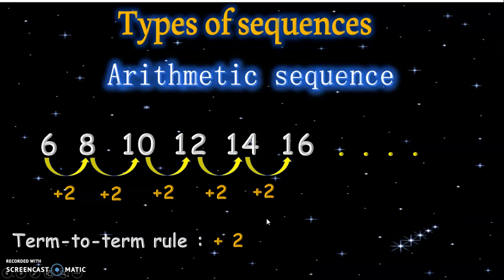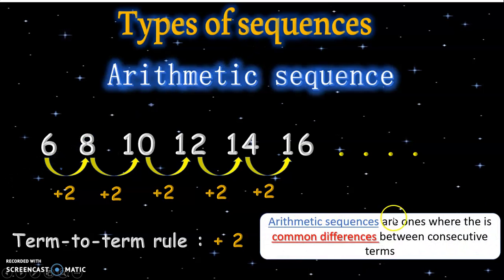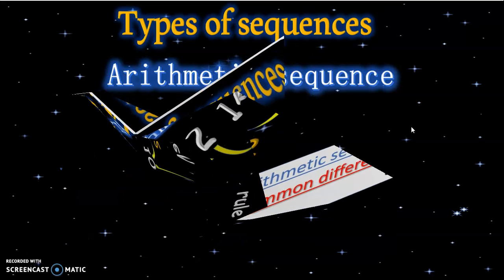To understand more what an arithmetic sequence is, arithmetic sequences are ones where there is a common difference between two consecutive terms. As you see, they have the same differences. All of them, we add 2 to get the next term. Let us have another one.